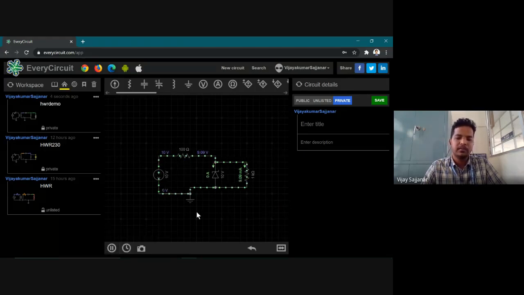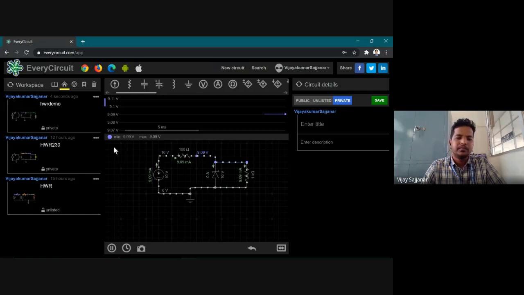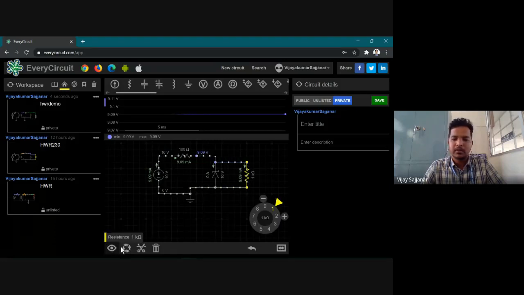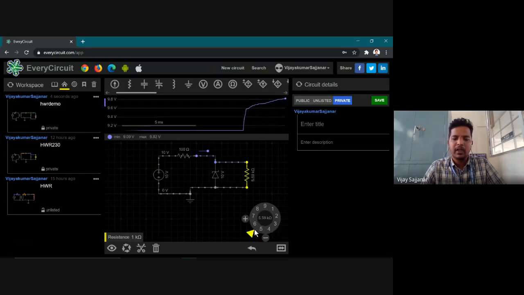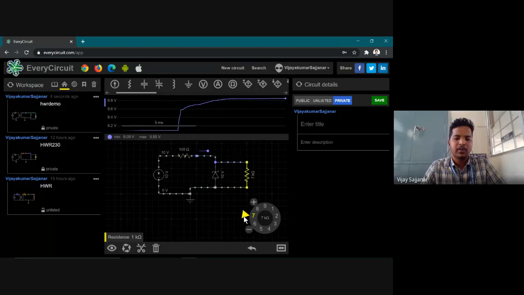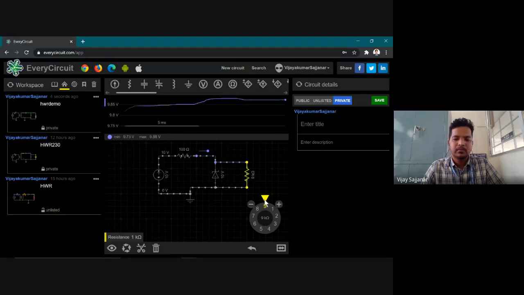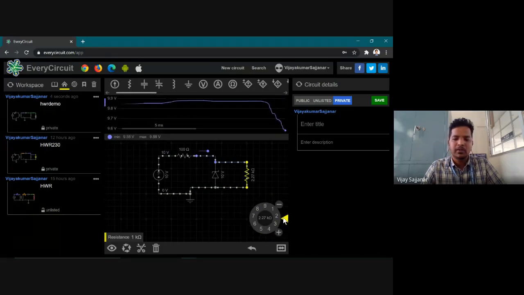Let's simulate. Let's see the output here. Okay, we are getting 9.09 volts. What I will do is reduce this standard value to see when I can get some value near 10 volts. Be it 100 or reduce.